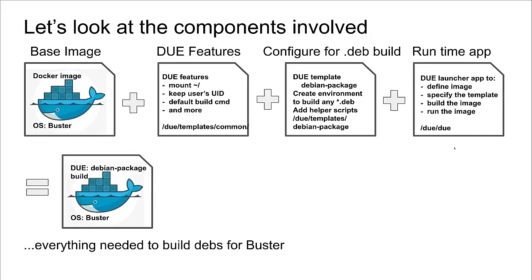We added some do features that are common to all do containers that it expects to be there. Things like the script that creates the user in the container with the same user ID they have outside of the container, so that all files created by the container that are left behind on the host are owned by them. We add some stuff to configure it in its role as a Debian package build container. And then we use the do runtime app to define the image we're going to create and actually run it and supply a bunch of defaults to make that easier.